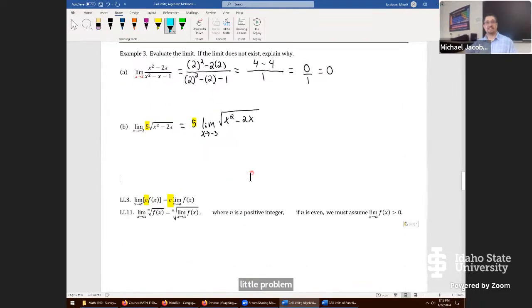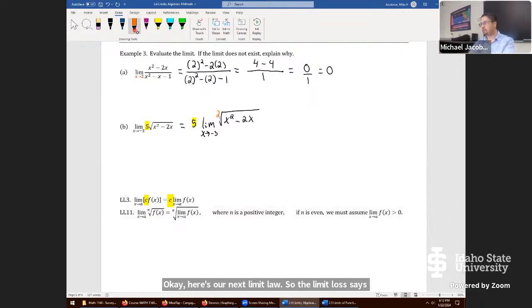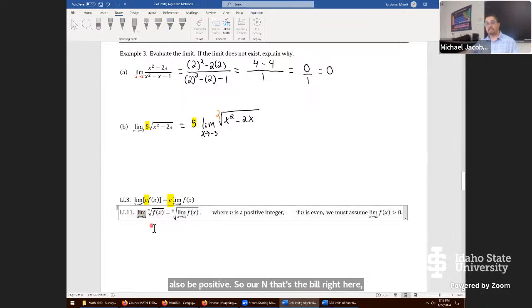Okay, here's our next limit law. The limit law says, if you have an nth root, and we do, this is an index of 2. We have a square root, so that index of 2 is typically suppressed in this case. But that's okay. N just has to be even, and it would have to also be positive. So our n fits the bill right here, whether you wrote it in or not. Then the limit operator, and this is an amazing property of continuity, commutes inside your nth root. It's just going to go right inside there.